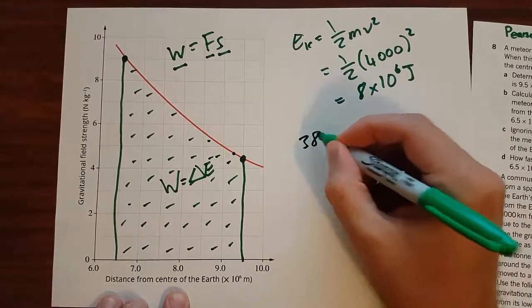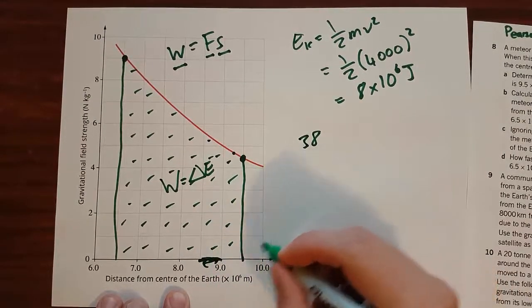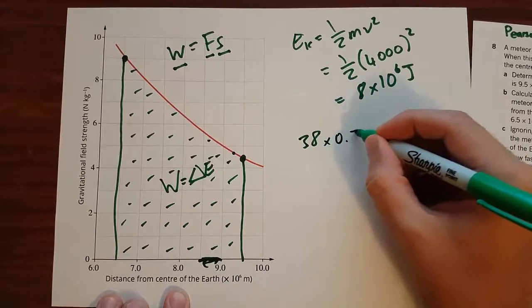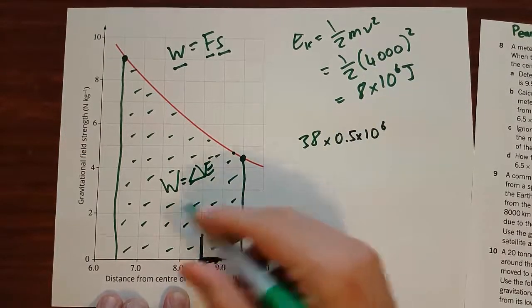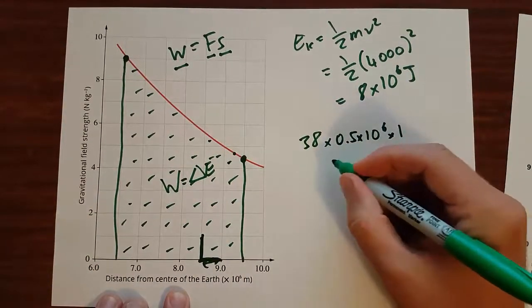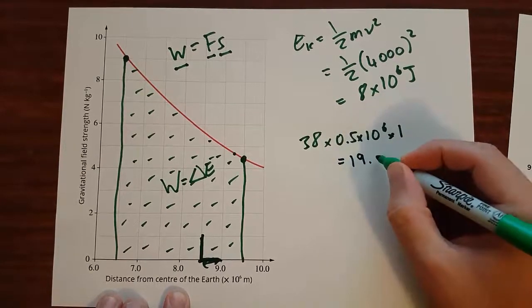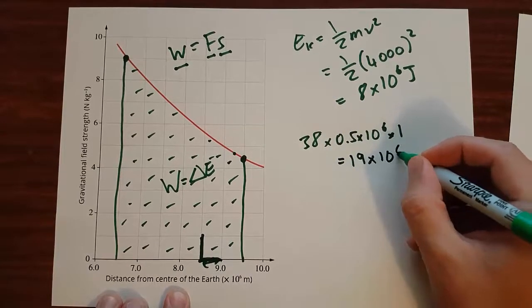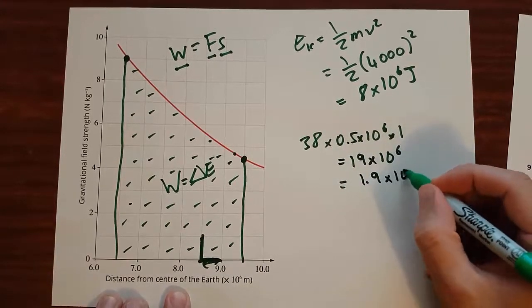Now, how much is each square worth? Across here, we can see that part of the square is 0.5 times 10 to the 6. And one part up is just 1. So what we should end up with is 19 times 10 to the 6, or 1.9 times 10 to the 7 joules.